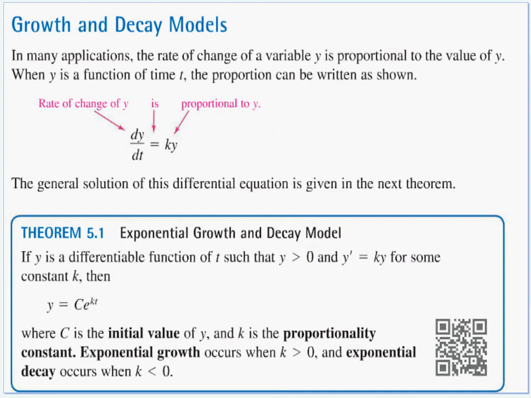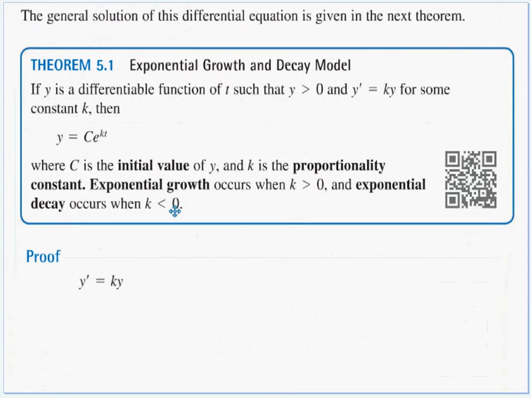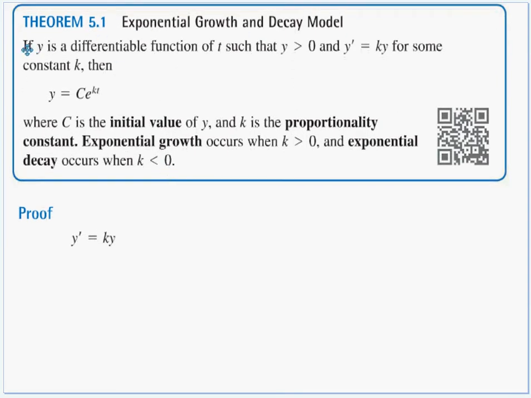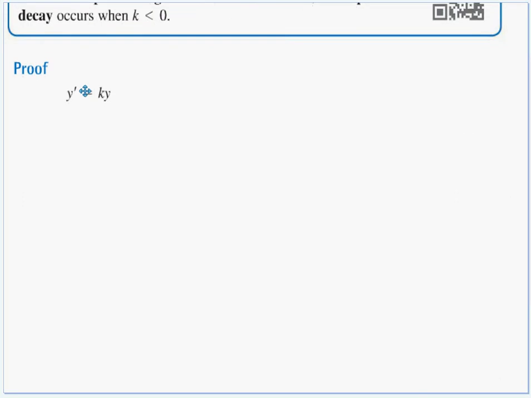So the general solution to this general differential equation is given here in the next theorem. Theorem 5.1 says if y is a differentiable function of t such that y is positive and y prime is equal to k times y for some constant k, that's its constant of proportionality, then y is equal to c times e to the kt power, where c is the initial value of our y and k is the proportionality constant. Exponential growth occurs when that k is greater than 0, when it's positive. Exponential decay occurs when k is less than 0, or a negative number.